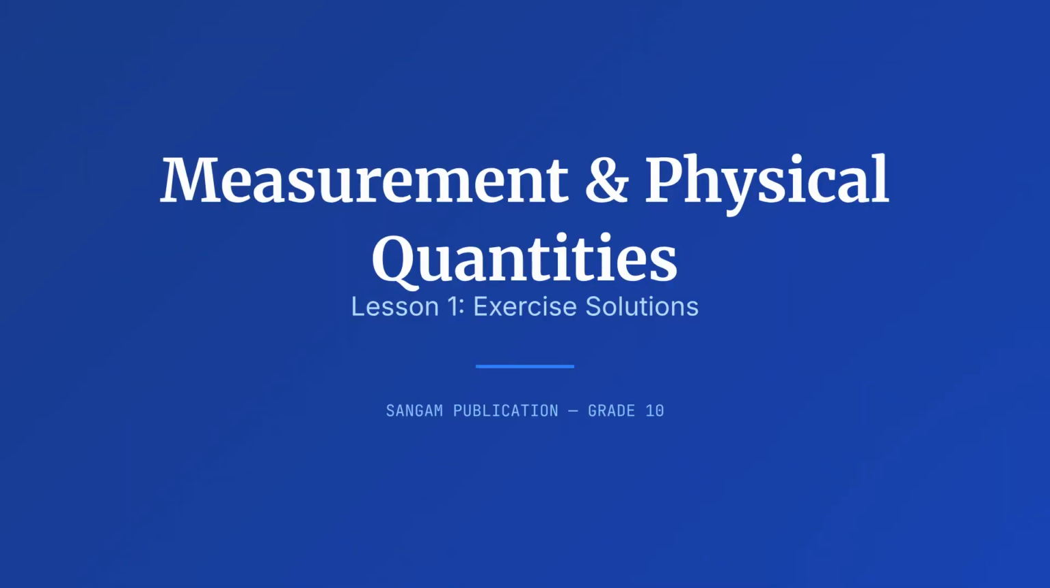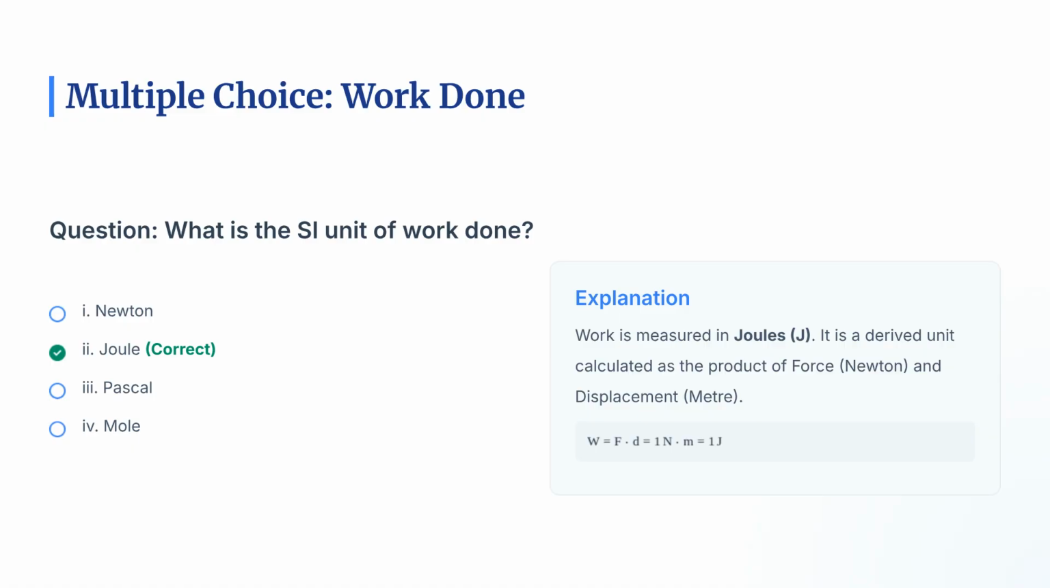Welcome to the Exercise Solutions for Measurement and Physical Quantities, Lesson 1 for Grade 10 students. Our first multiple-choice question asks for the SI unit of work done. The correct answer is joule, or J. Work is a derived unit calculated as the product of force and displacement.